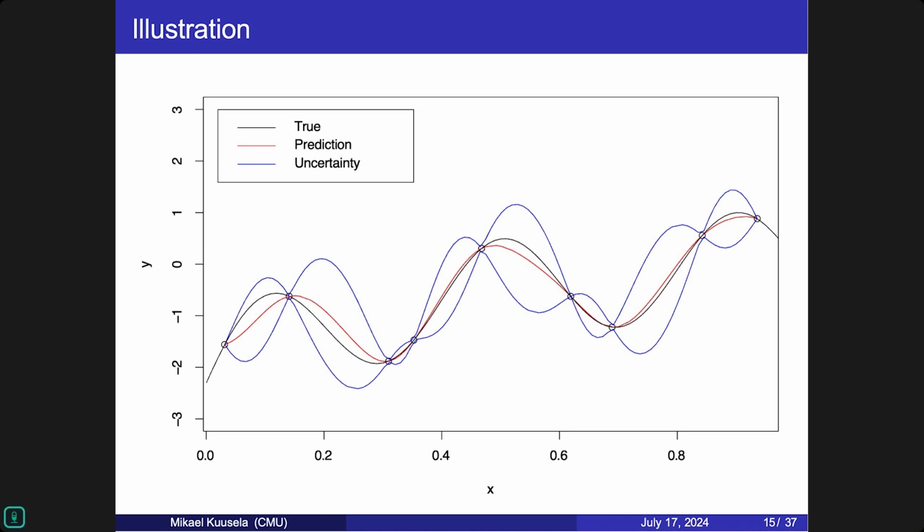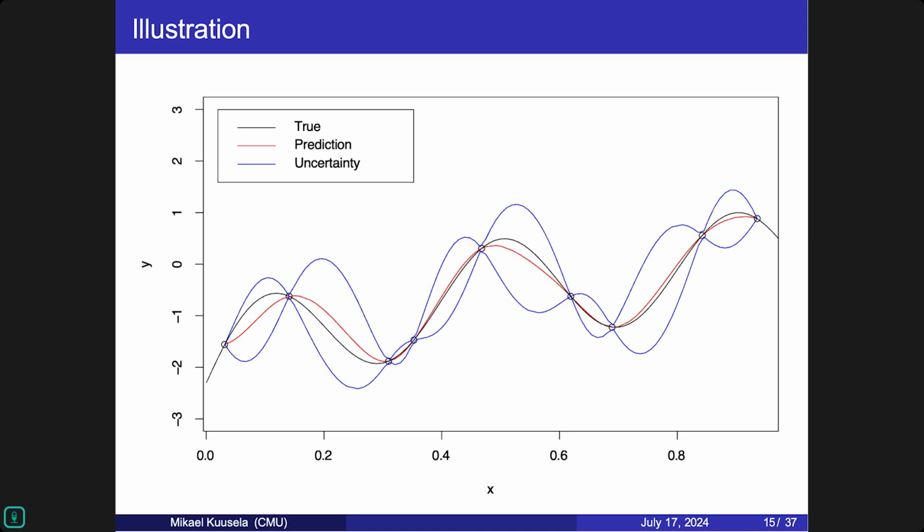You can see it's doing exactly what you would expect it to be doing. So at the locations you have observed, there's no observational error in this model right now. So at the observed locations, it will interpolate the data. It goes through exactly the data. And then the real task is, okay, what do I know about the value of this function between the observations? How do I infill this gap?